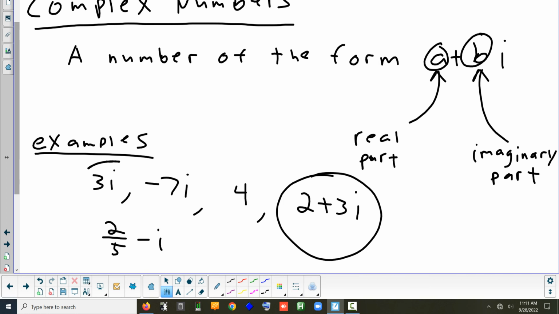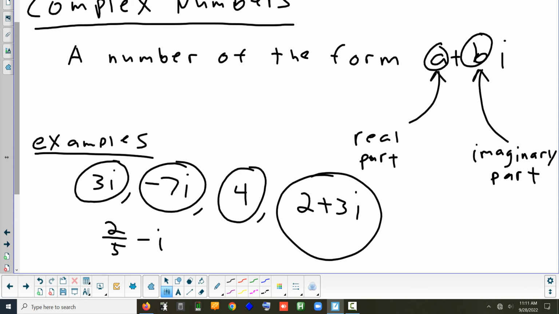Now, the first one is called a pure imaginary number because it doesn't have a real part added to it. This is also a pure imaginary number. That's a real number. Technically, it is still considered complex because if you think of complex numbers, you can break them up into two groups, reals and imaginaries. So complex is the big category that includes every kind of number you've ever studied. And two subcategories under that are real and imaginary. This last one, 2/5 minus i, is a complex number that has both a real and an imaginary part.